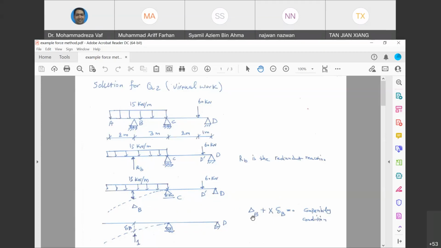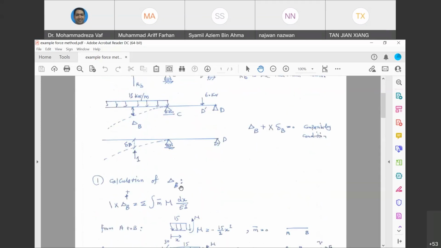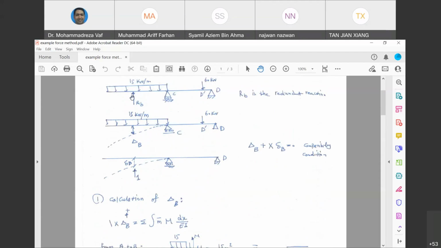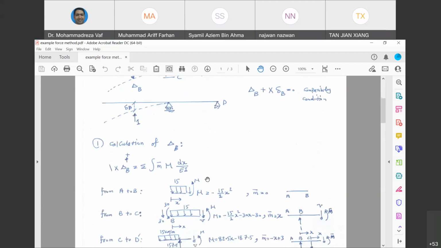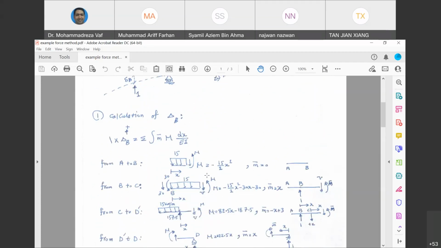So let's go and calculate delta B and small delta B for these two structures. If you want to calculate delta B, this is the equation. So we need to know what is M, what is M bar, and we need to divide our structure into different segments because the bending moments are not similar for each span. So from A to B, B to C, C to D prime, and D prime to D are the locations that we need to calculate the bending moment for two structures.